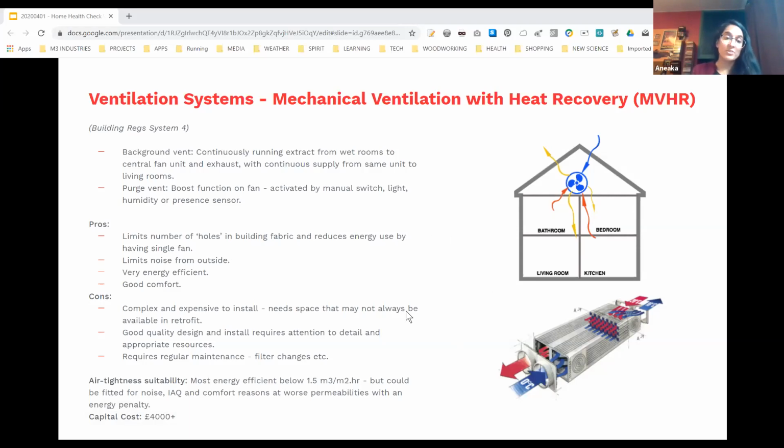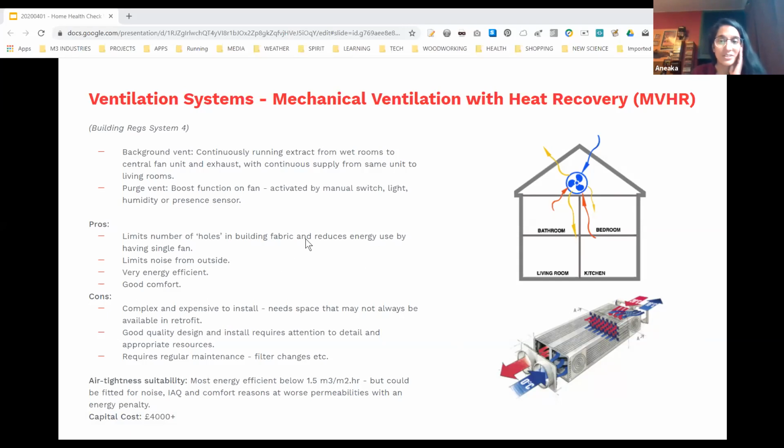There's quite a lot of pros to this system. There's only a limited number of holes in the building fabric. Again, I think it's just the extract and intake to that one system. You don't have issues with noise from outside because generally you don't have to have the windows open so much with this kind of system. It's incredibly efficient if your house is airtight. It's not necessarily efficient if your house isn't airtight. But obviously it's good on comfort.